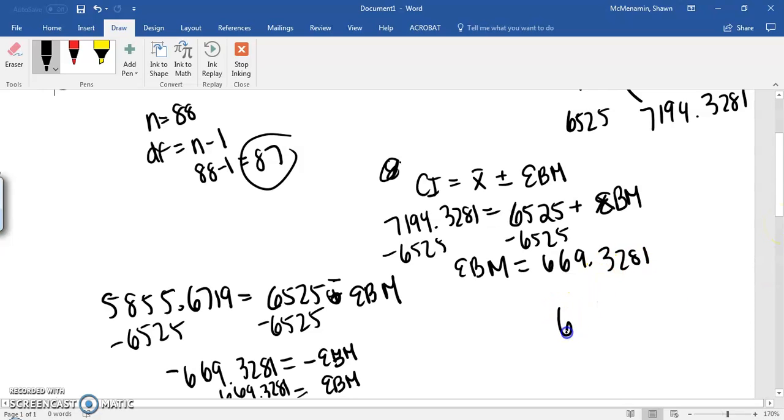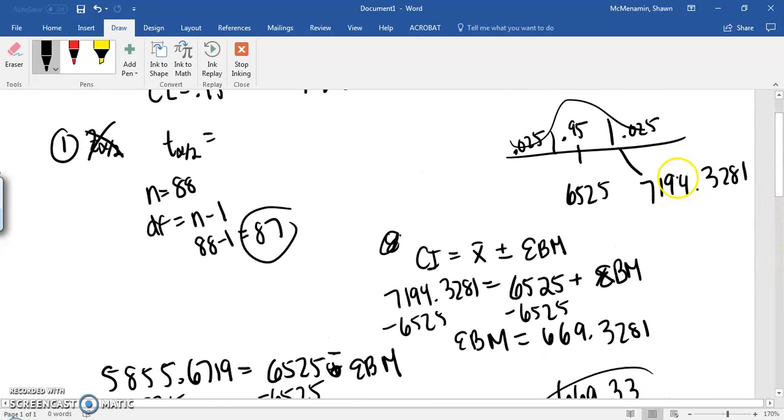So your EBM is 669.33 if it says for 2 decimal places. So again, to find your EBM, you take this number minus this. And you don't have to do the lower bound too. I was just showing you that it's symmetric. I think it's easier to do the upper bound minus your sample mean to find your error bound for the mean.